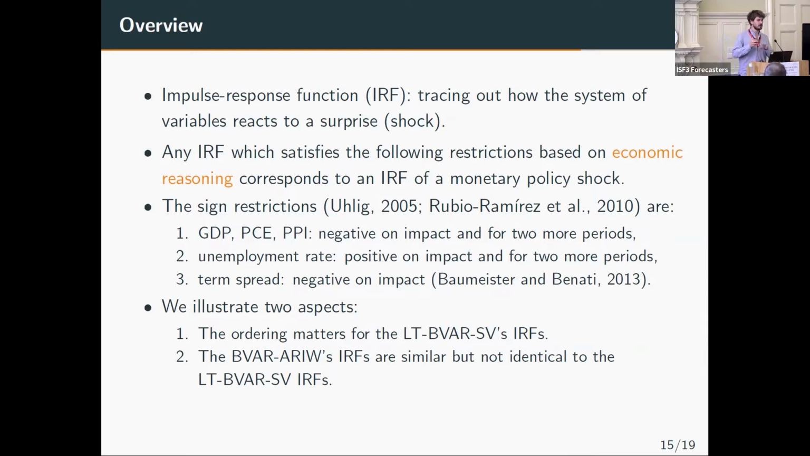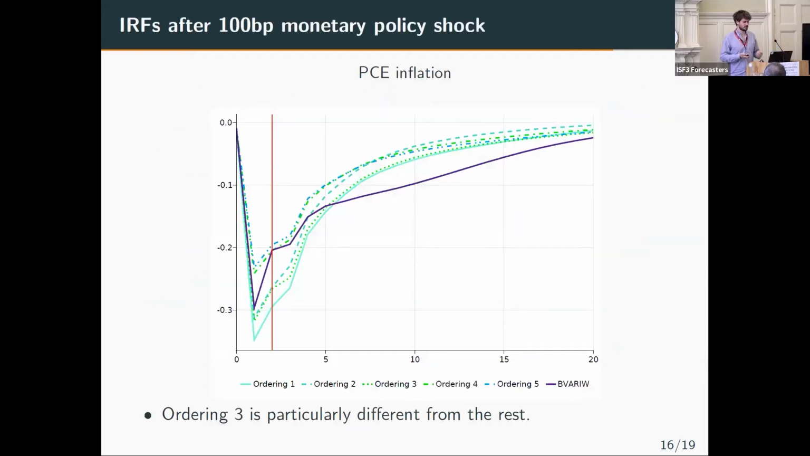Okay, so let me be really quick on some IRFs. I'm not going to go into detail on how we identify them with sign restrictions. It's a very simple exercise; we wanted to make it very simple. We just compute responses to a monetary policy shock using very typical sign restrictions. What you see here is the response of PCE inflation. This purple line is the inverse Wishart model, and the other greenish lines, dashed, dotted, etc., are the different orderings.